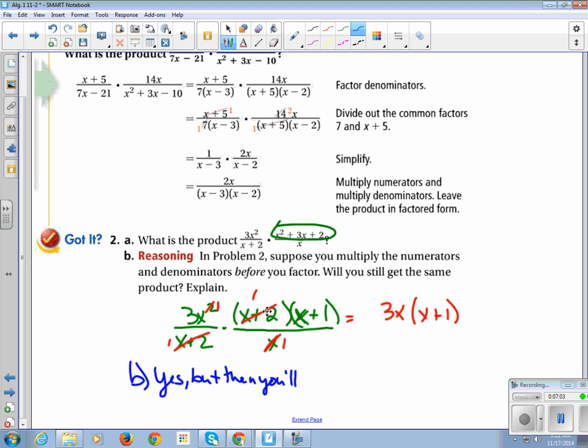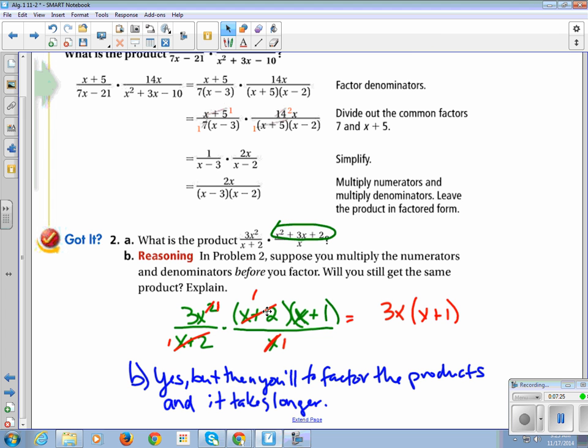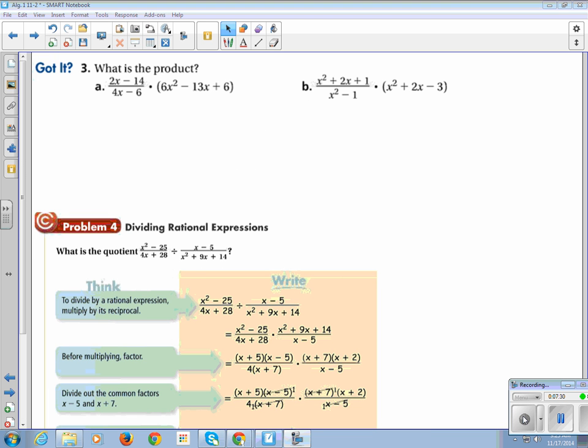Yes, but then you'll have to factor the products, and it takes longer. It's actually more efficient to factor it before you multiply. All right, so let's do A together. So we want to factor first.